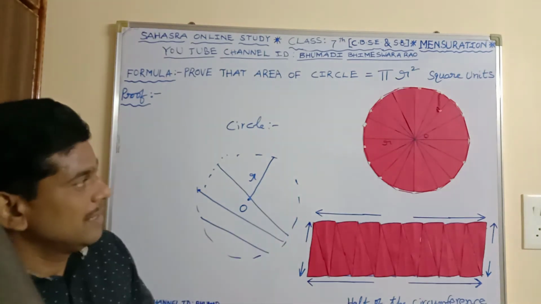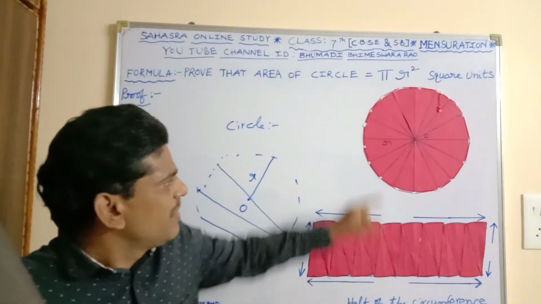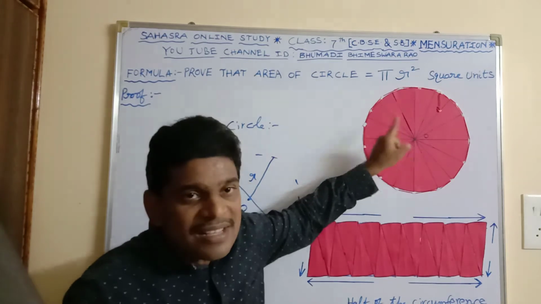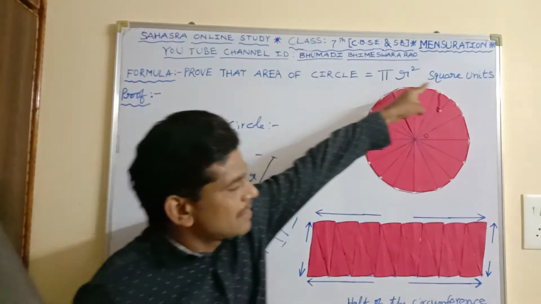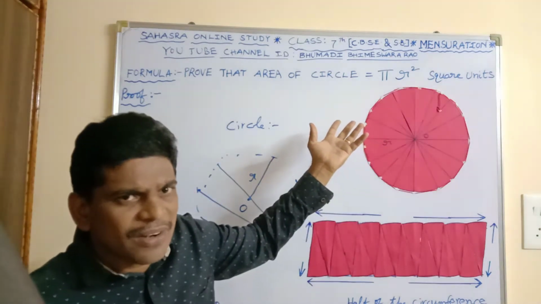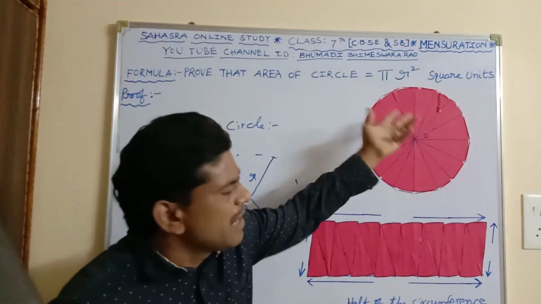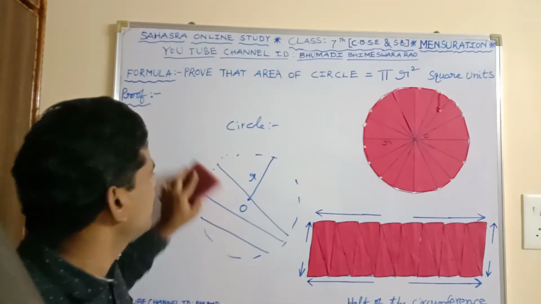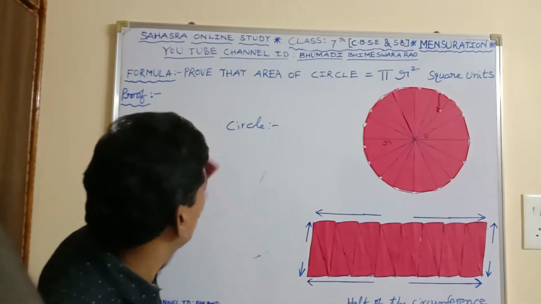In a circle, how many diameters can be drawn? Infinite diameters can be drawn in a circle. If you observe this circle, how many diameters have I drawn? Here I drew 8 diameters, but infinite diameters can be drawn.